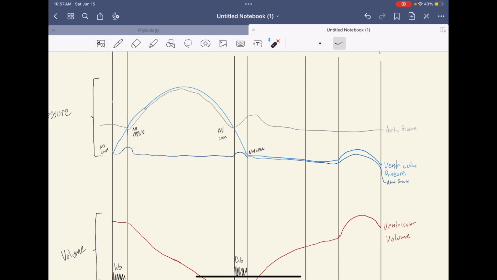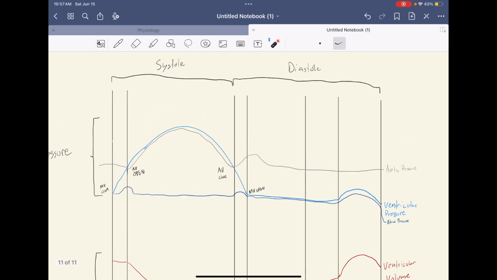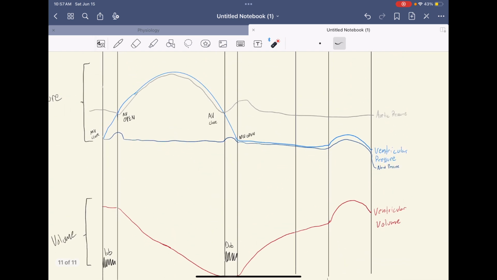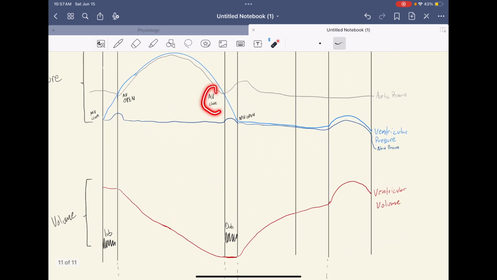And then right at the end of ejection, right when we hit the isovolumic relaxation stage, this semilunar valve closes, and that gives us our second heart sound, which is the dub. During this, the semilunar valve closes, and the blood that didn't quite make it through the aortic arch and into the body rebounds, and it creates what we call the dicrotic notch here.